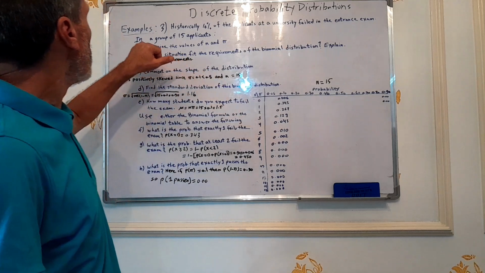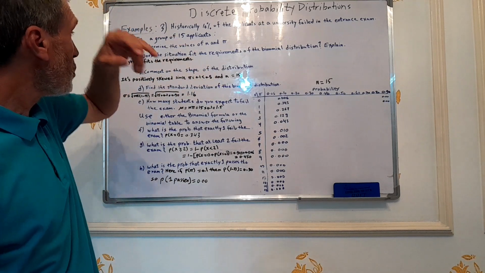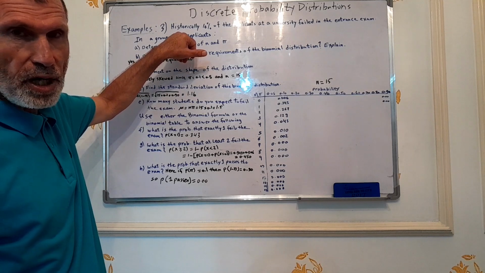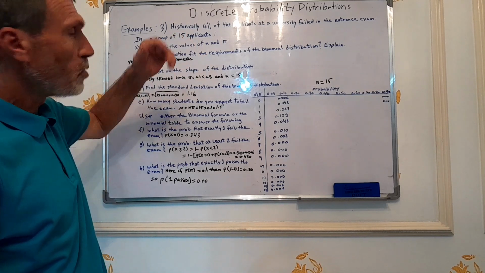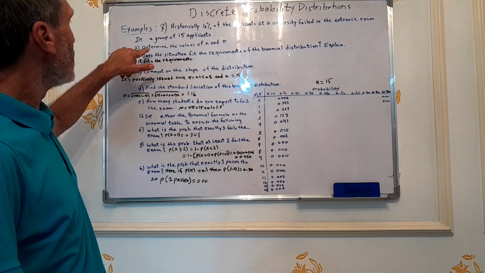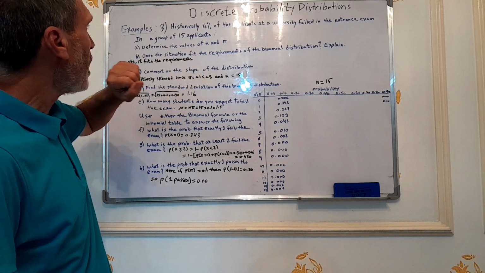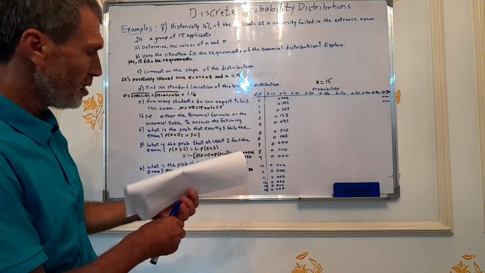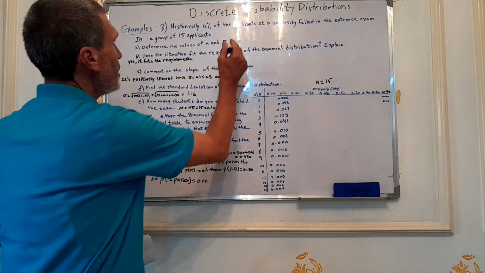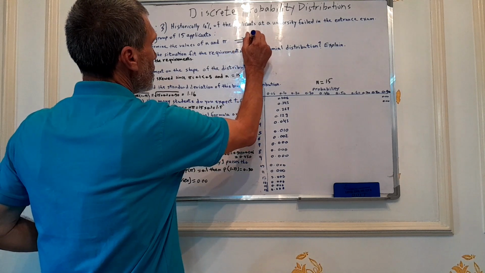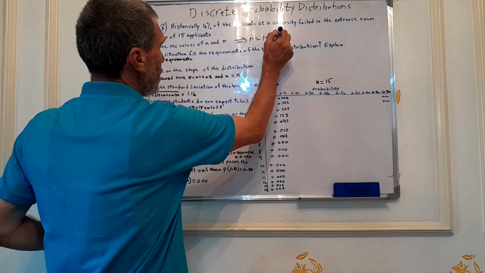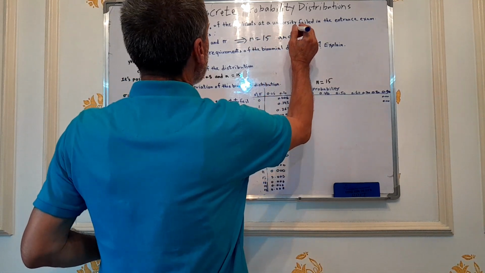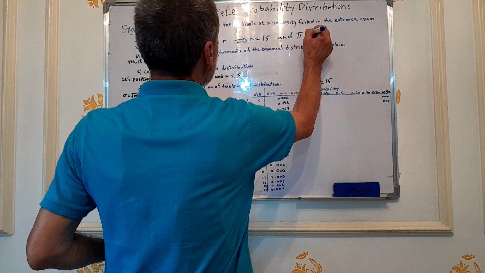So in a group of 15 applicants, here we're talking about the number of trials is 15. So n is equal to 15. Determine the values of n and p. Of course, n is 15, and p is 0.1.